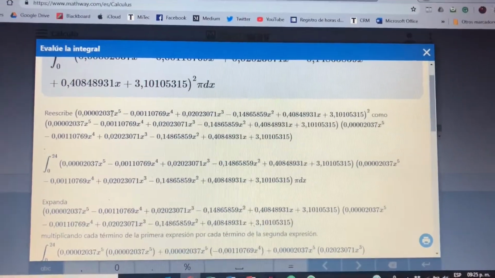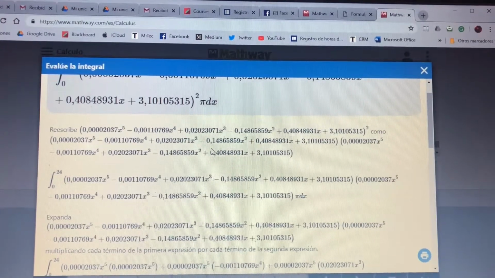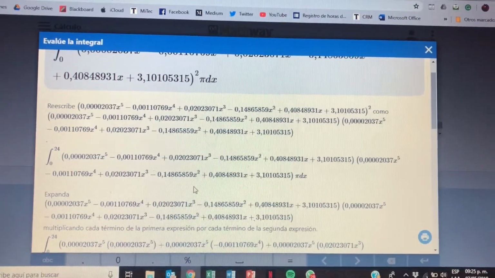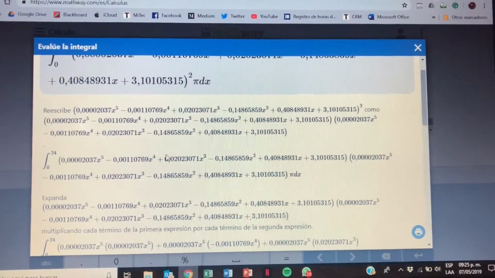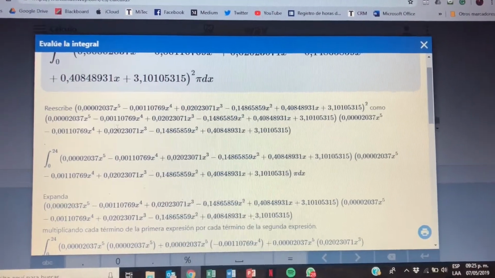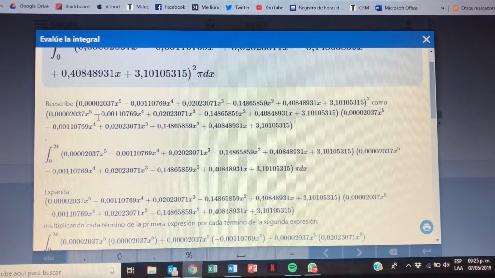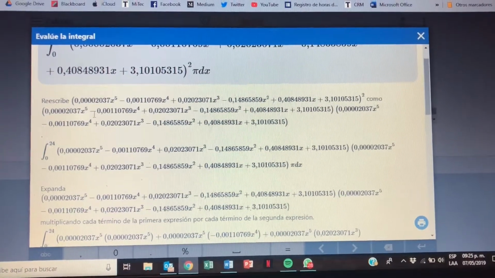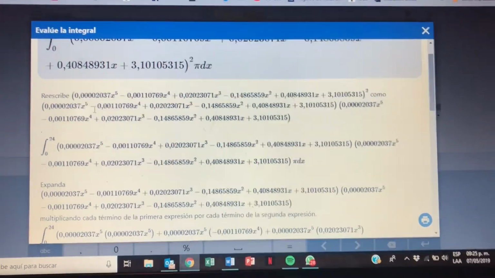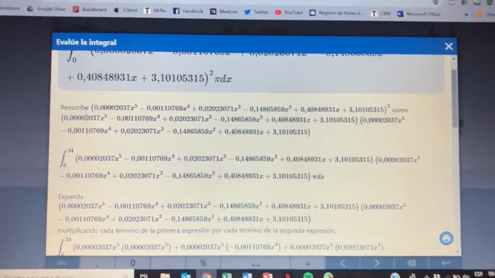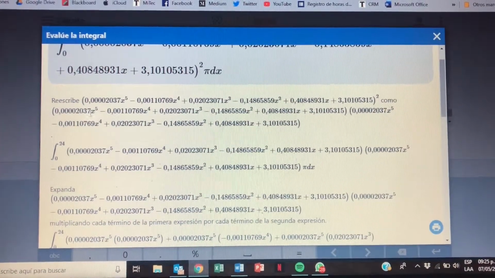Excellent. Let me tell you that the procedure is way simpler than what it seems here, but here is the detailed procedure. We used a website to help us called Mathway, which we recommend highly. So here we have the procedure.